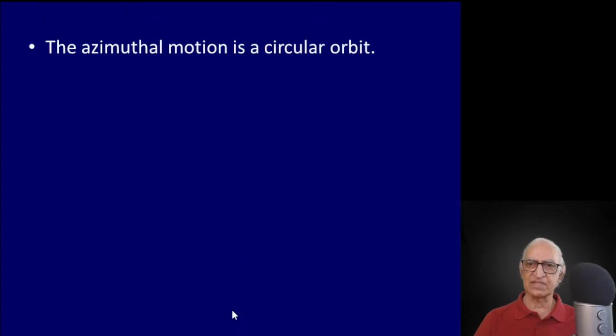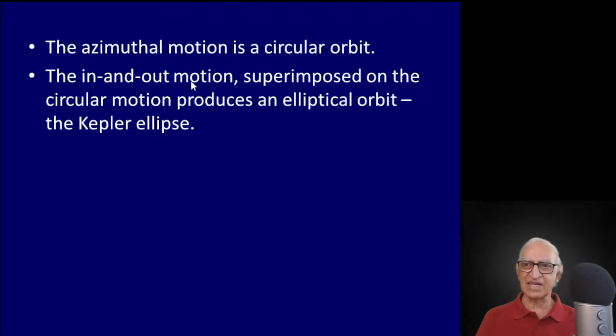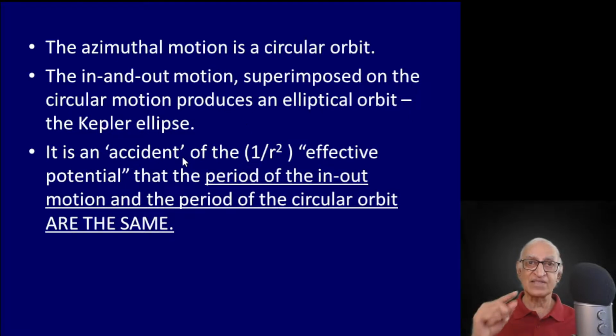Now, in general, to repeat in words, the in and out motion superimposed on the circular motion produces the elliptical orbit. These are the Kepler ellipses. Now, it is an accident of the 1 over r squared force law that the period of the in-out motion is the same as the period of the circular motion. And that is why the ellipse is closed. Okay? It's an accident of the 1 over r squared force law.